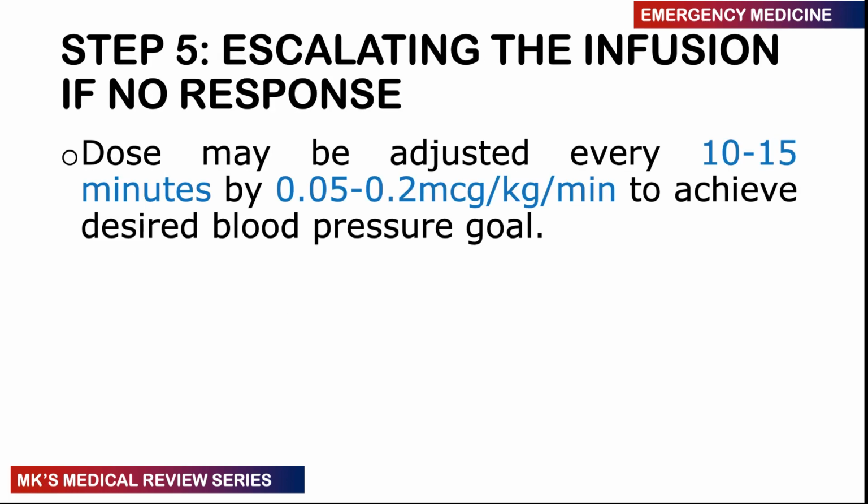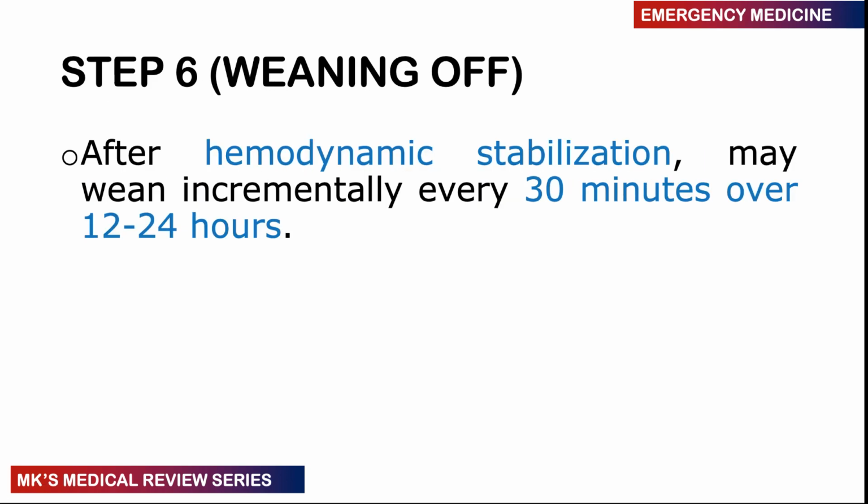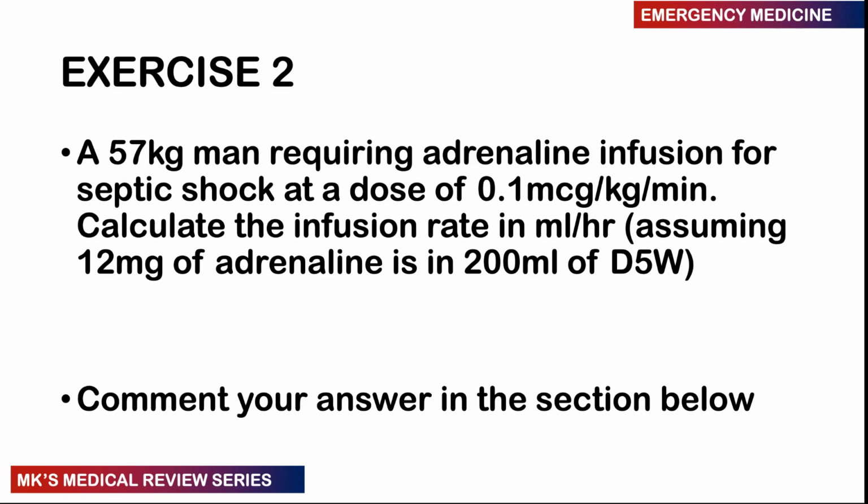How you escalate: we adjust the dose every 10 to 15 minutes by 0.05 to 0.2 micrograms per kg per minute to achieve our desired blood pressure goals. When the patient is stabilized, after hemodynamic stabilization, we can wean off the patient every 30 minutes over 12 to 24 hours. Here's our exercise 2.